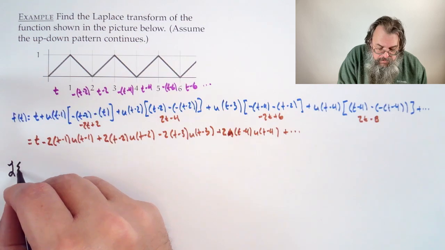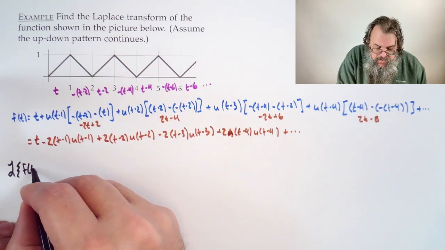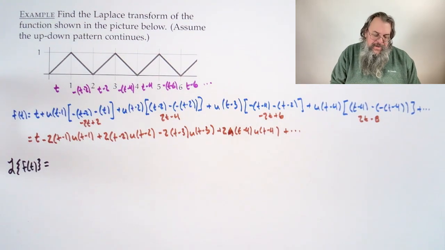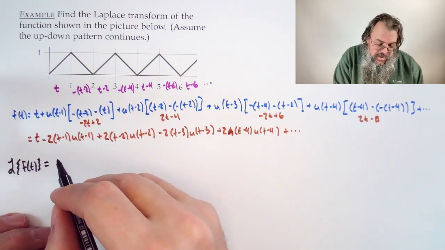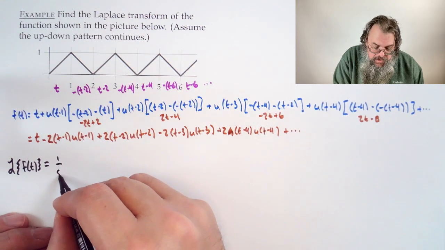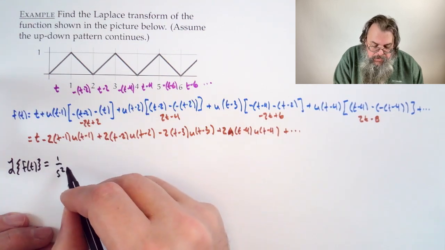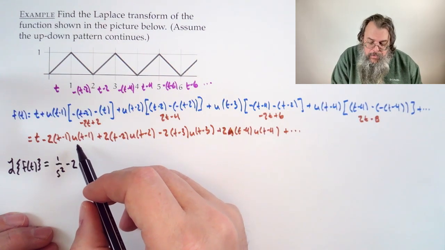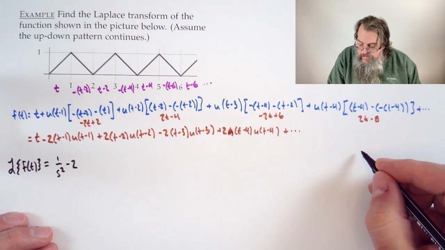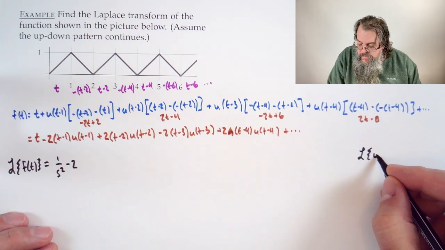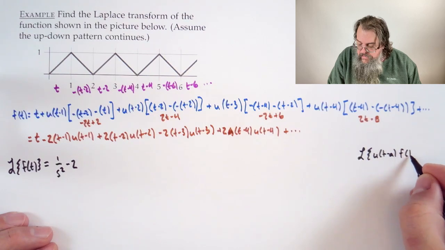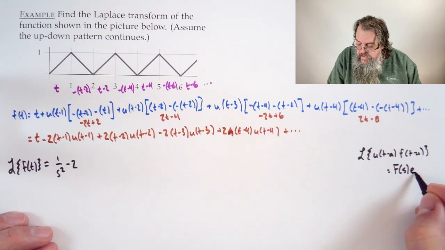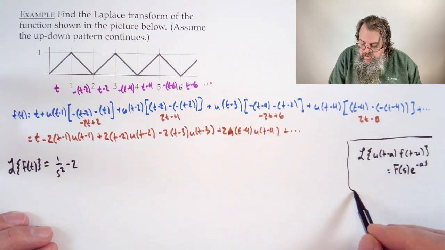So the Laplace transform of f of t is equal to, well, take the Laplace transform of each part. So t becomes 1 over s squared. Then we have minus 2. And when we see this u of t minus 1, we have our rule that says, just remember, the Laplace transform of u of t minus a, f of t minus a, is equal to just F of s e to the minus as. All right, so there's that rule on the side.